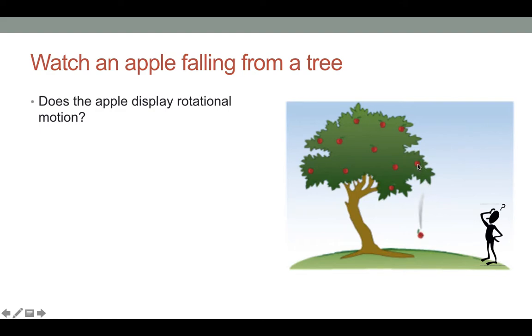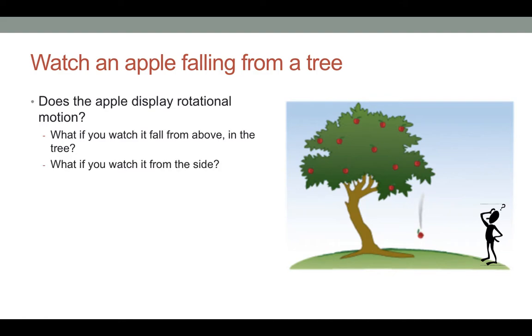Well, if you're a bug sitting on this apple right here, all you're going to see is the apple falling straight down beneath you. There would be no sense of rotational motion whatsoever. On the other hand, if you're standing to the side over here and you watch the apple fall from the tree, to keep your eye on the apple, notice you would have to move your head or rotate your head.